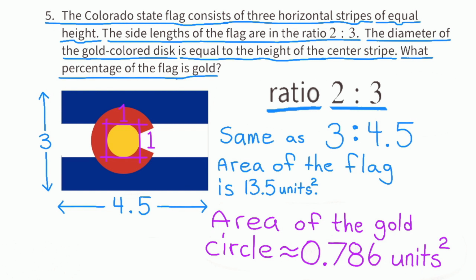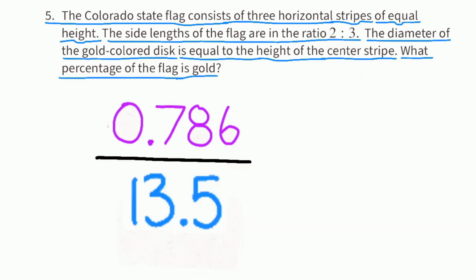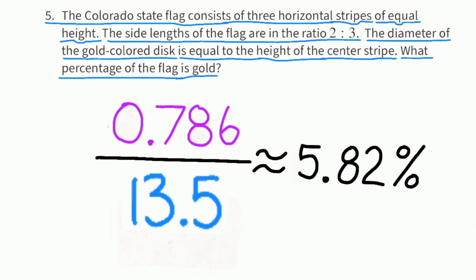0.786 units squared. We need to find out what percentage of the flag is gold, or what percent of 13.5 units squared is 0.786. We can do that by dividing. 0.786 divided by 13.5 is approximately 0.0582, which is approximately 5.82%. That means that the gold-colored disc is approximately 5.82% of the surface area of the flag.